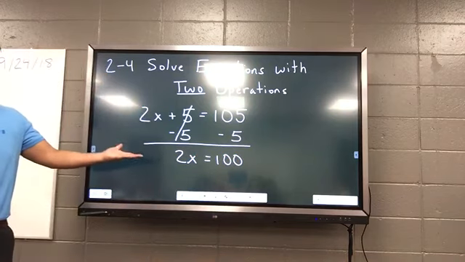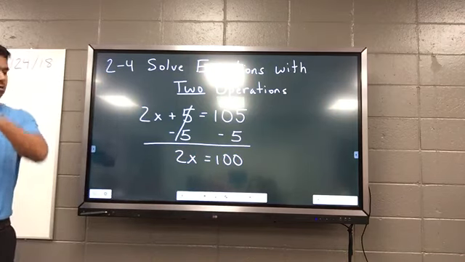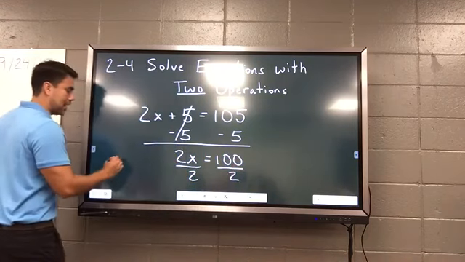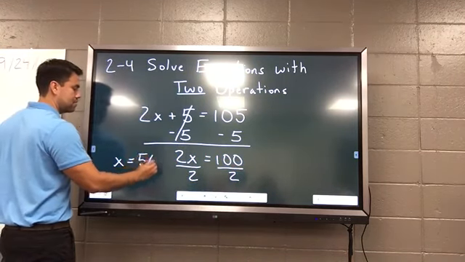Well, now this goes back to our previous lessons. It's a one-step equation. Good. Both sides get divided by 2. I get x equals 50.